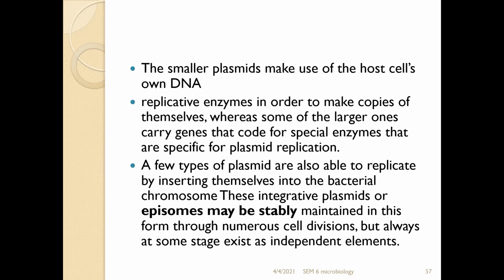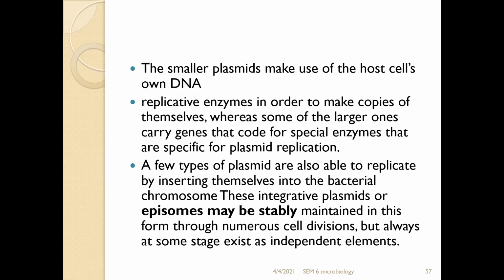The smaller plasmids make use of the host cell's own DNA replicative enzymes. Sometimes it happens that when the plasmid is small in size, it can utilize the host cell machinery in order to make a number of copies. Whereas some large plasmids have their own specific enzymes for replication, or they have their own replication process.